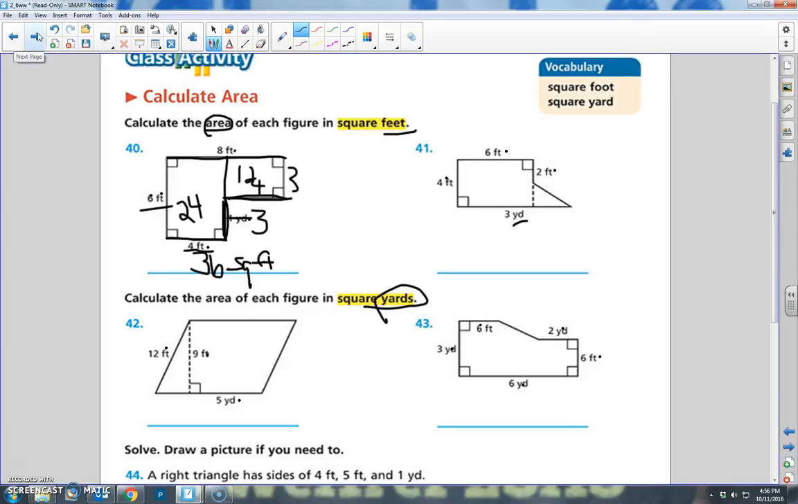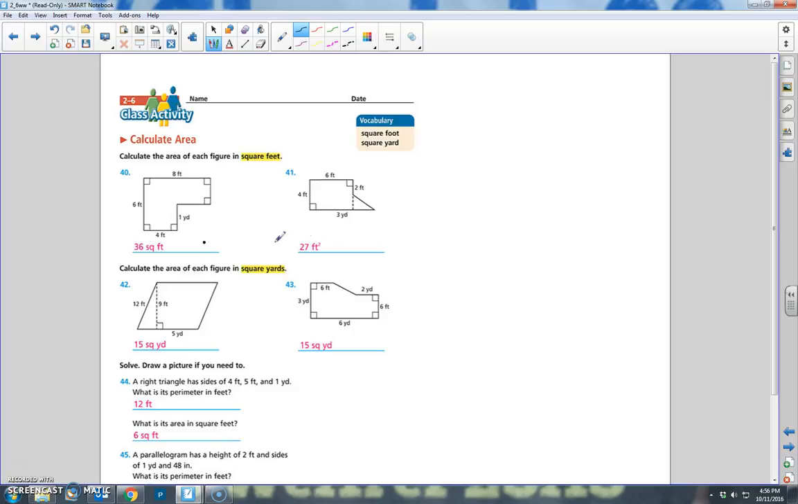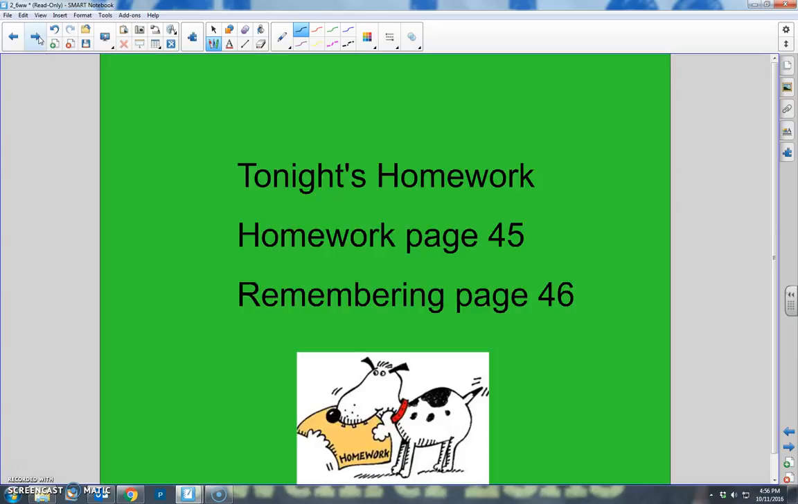All right, let's see what we got for answers. We get 36 feet squared, 27 feet squared, 15 square yards, 15 square yards. Not too bad. Hopefully you did well on that.